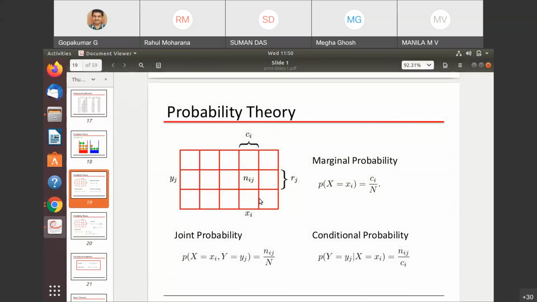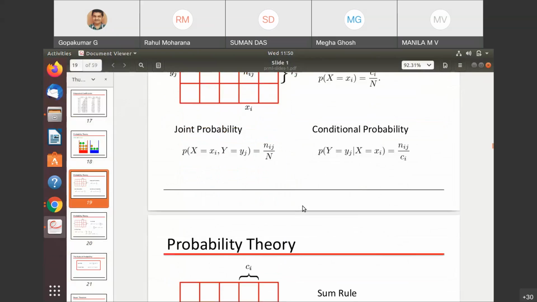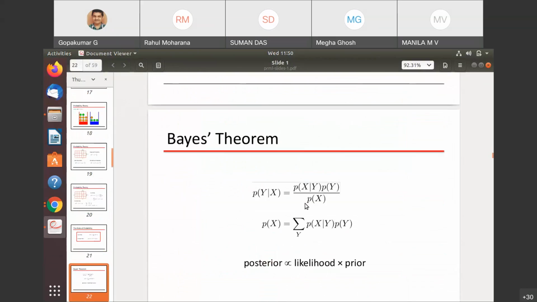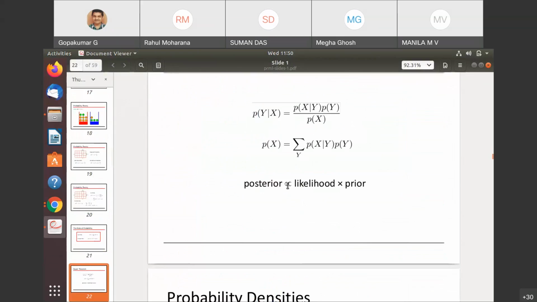But now we have some other concepts we should study. Bayes theorem also we have, which we will discuss later. Bayes theorem can be written something like this: posterior probability is equal to likelihood into prior. We will not go into the details right now. We will see it when we discuss Bayes theorem.